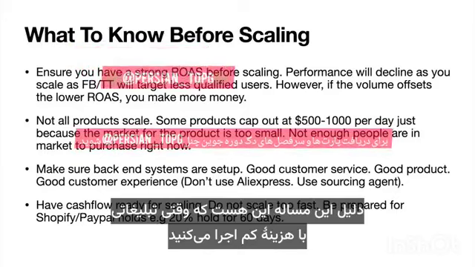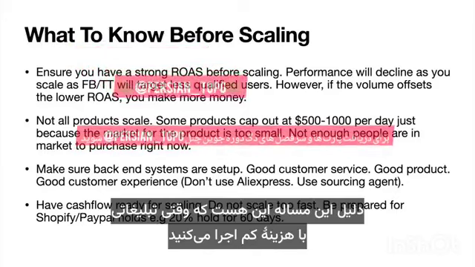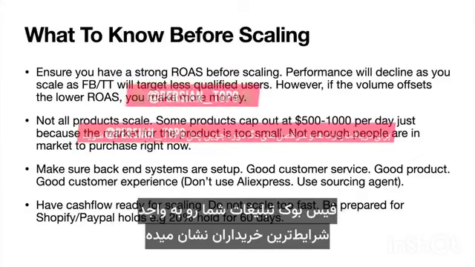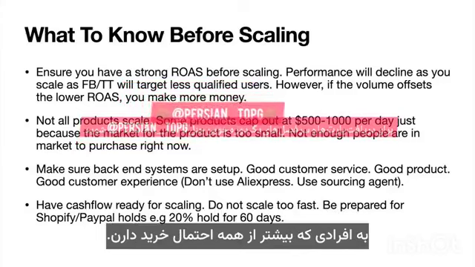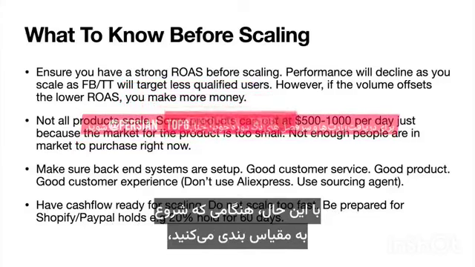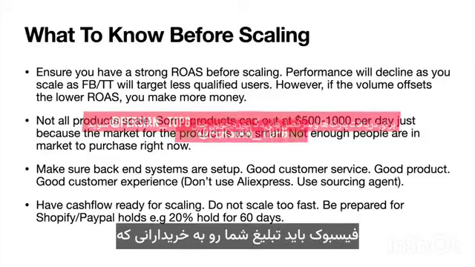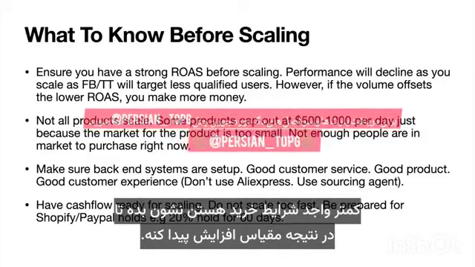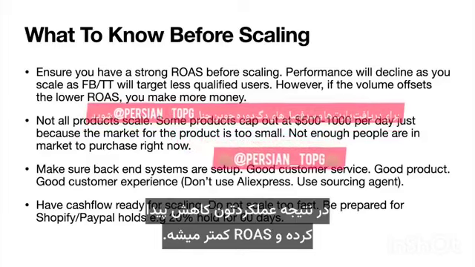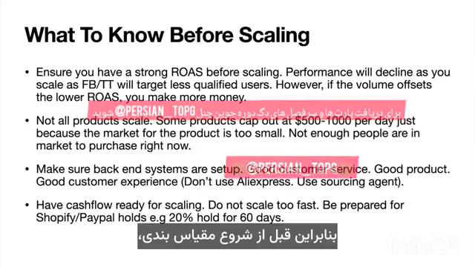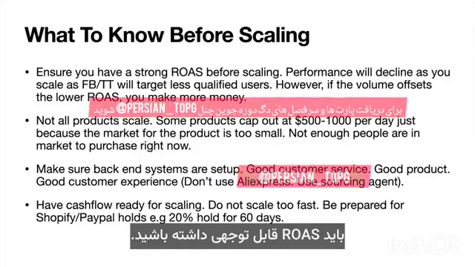Now, the reason for this is because once you start running ads at a low budget, Facebook will show your ads to the most qualified buyers, to the people who are most likely to purchase. However, once you start scaling, Facebook will have to show your ad to less qualified buyers in order to scale. As a result, the performance will decline and your ROAS will go down. So before you start scaling, you need to have a very strong ROAS.